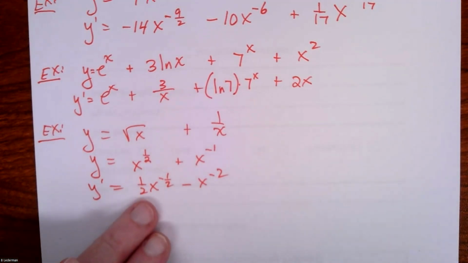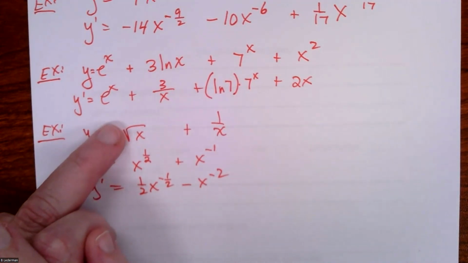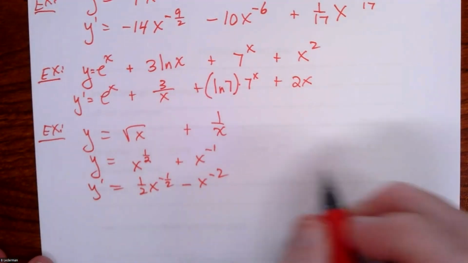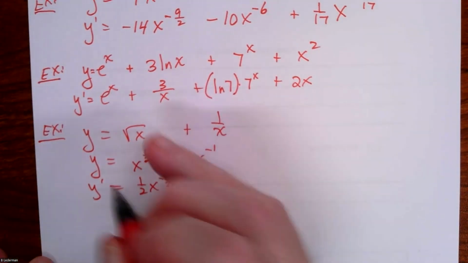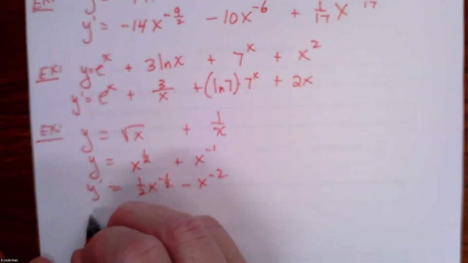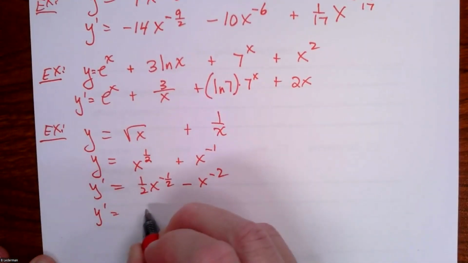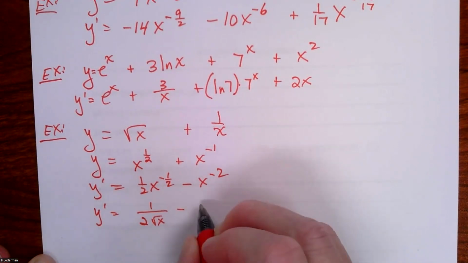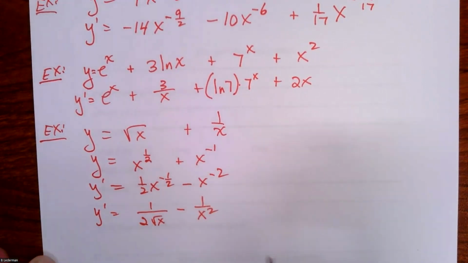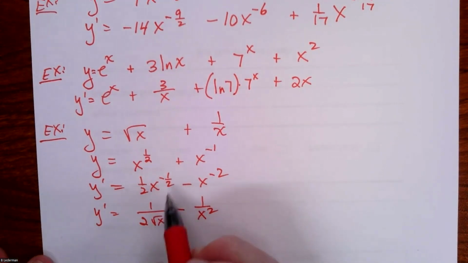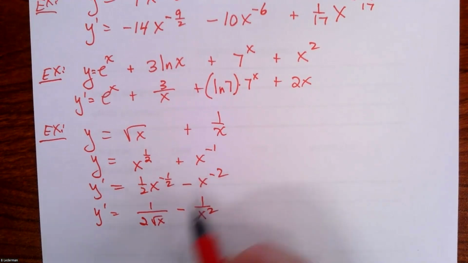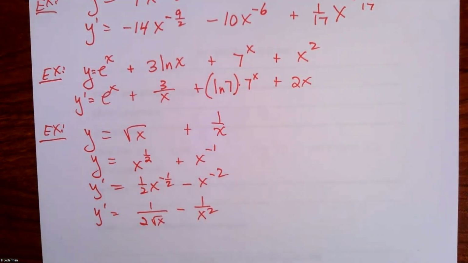Since the problem started without exponents, I'm going to convert it back to exponent radical. See what I'm saying? So y prime is equal to 1 over 2 rad x minus 1 over x squared. This is just a different way of writing this. This is writing it with exponents. This is writing it without exponents. Okay, let's go.